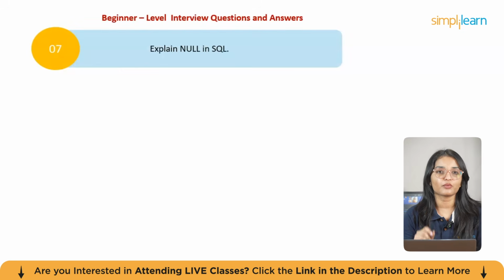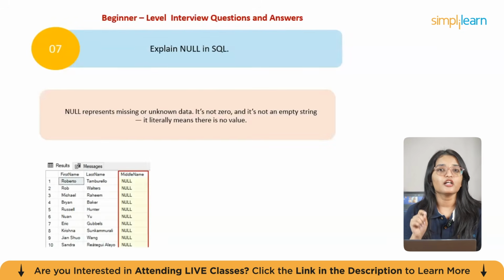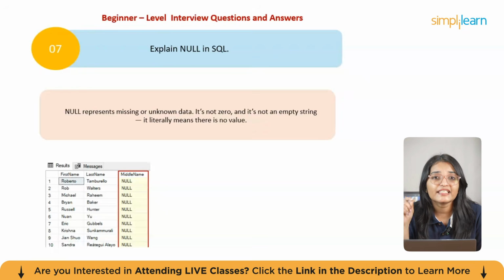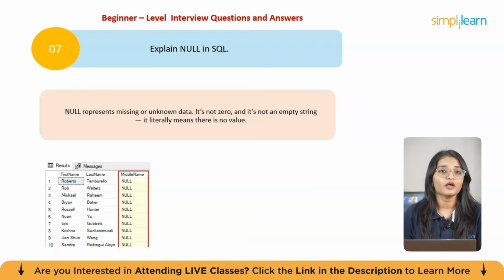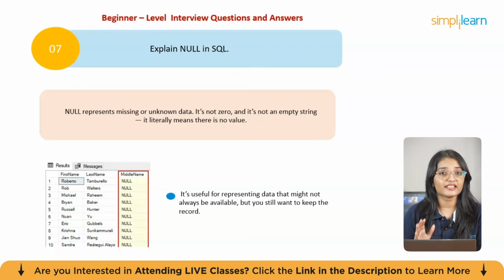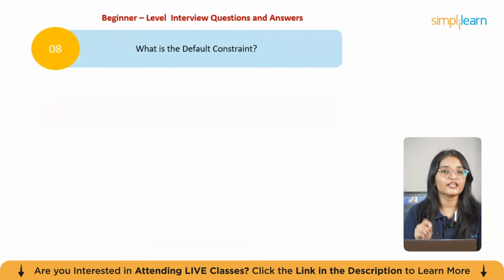Let's move on to our seventh question, which is, explain null in SQL. The answer is, null represents missing or unknown data. It's not zero and it's not an empty string. It literally means that there is no value. Let's suppose, for instance, if a student hasn't provided a phone number, the database stores it as null. Now, this is useful for representing data that might not always be available, but you still want to keep the record.